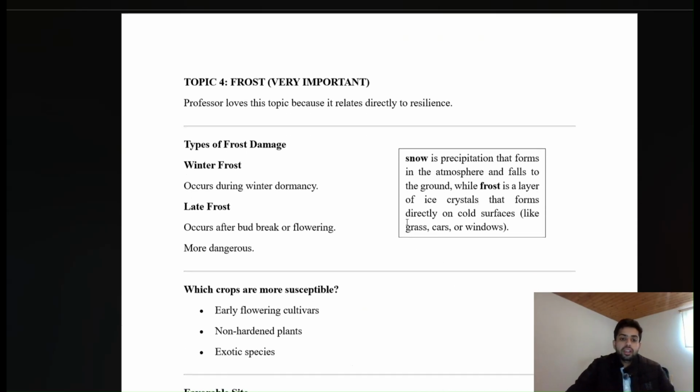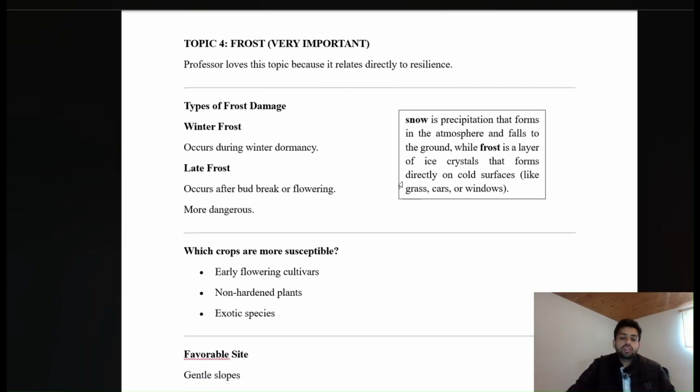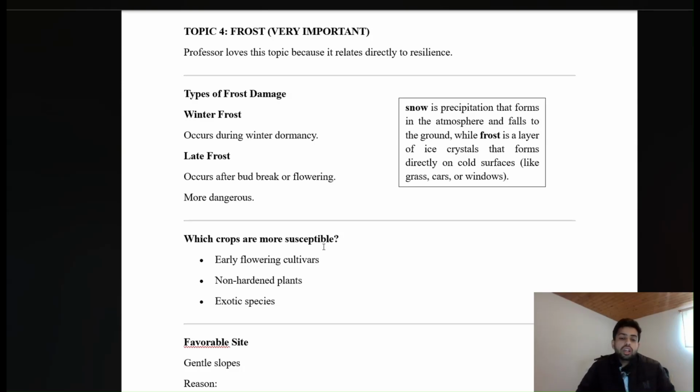So topic 4 is frost. This is very important mainly in Europe and countries which have high snowfall, like in India the Jammu and Kashmir part. If I talk about the types of frost damage, there is winter frost that occurs during winter dormancy, and there is late frost that occurs after bud break or flowering.